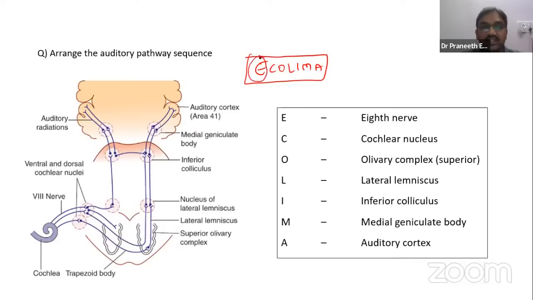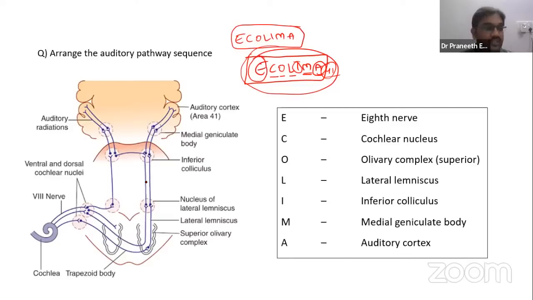So this is 8th nerve, cochlear nucleus, olivary complex, lateral lemniscus, inferior colliculus, medial geniculate body, and auditory cortex, area 41. Okay, so this is the sequence you need to remember. This is the code word E. coli mah. Practice it twice or thrice, then it will be easy. So it's a straightforward theory-based question.